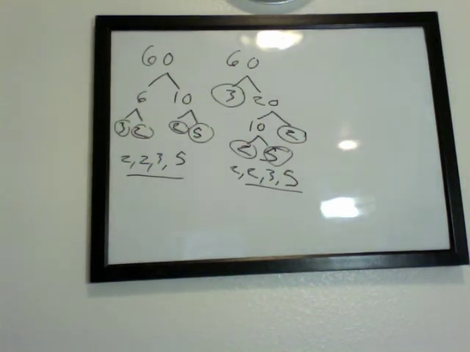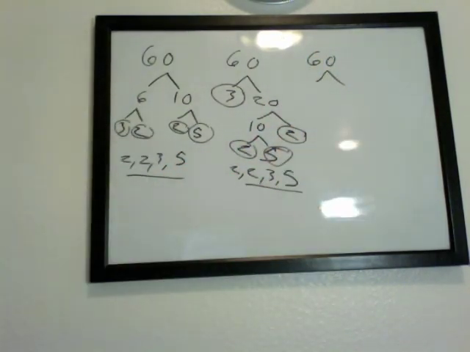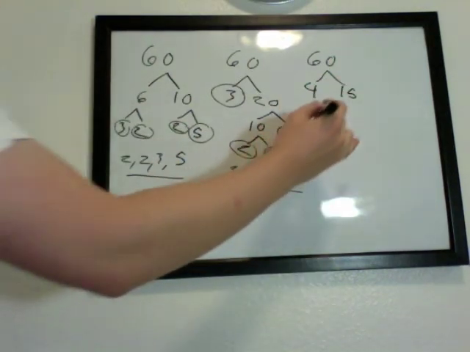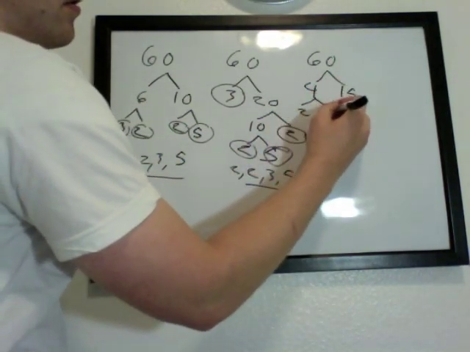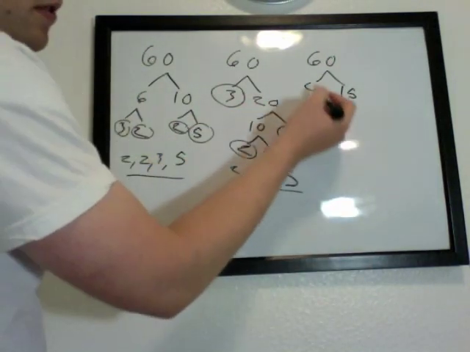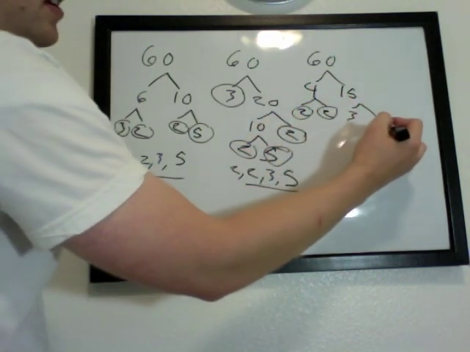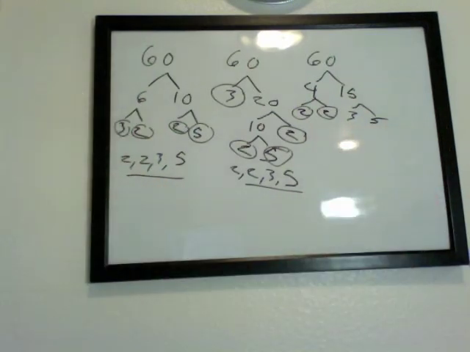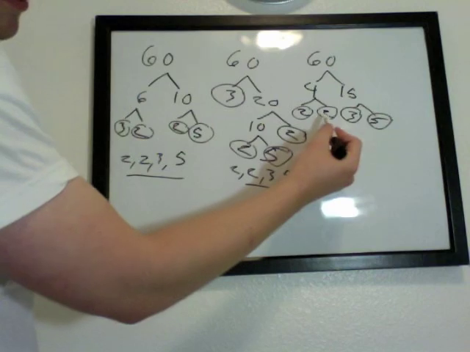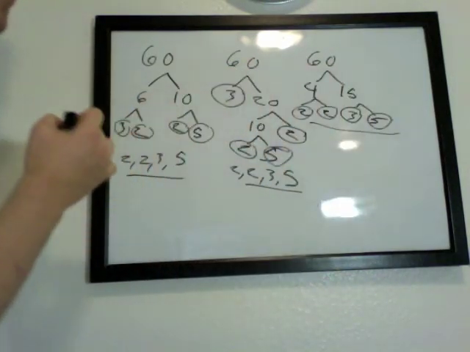So what else can we do 60 into? 4 and 15. Yes. But 4, you can do 2 times 2 is 4. And also, 4 can be 1 times 4. So this is not a prime. These are primes. 15, 3, 5. So break down everything into primes. You see? 2, 2, 3, 5. It's the same thing.